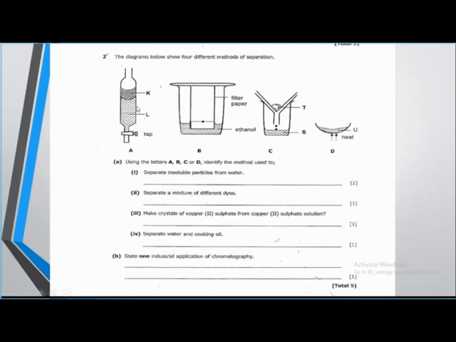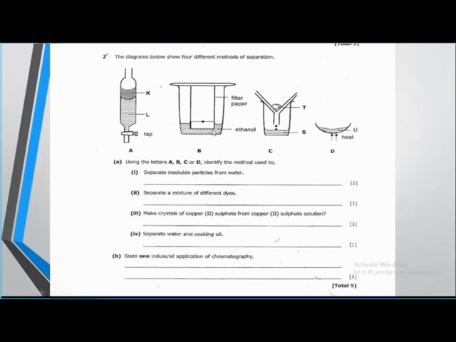So this separating funnel is used to separate a mixture of immiscible liquids. You might be asking yourself, what is an immiscible liquid? Immiscible liquids are liquids which cannot mix with each other. For example, we have water and oil. These two cannot mix, hence they are known as immiscible liquids.